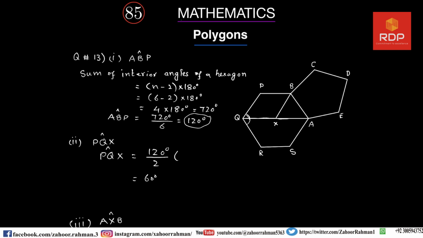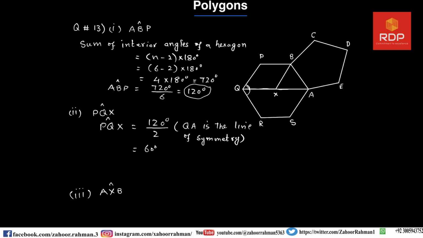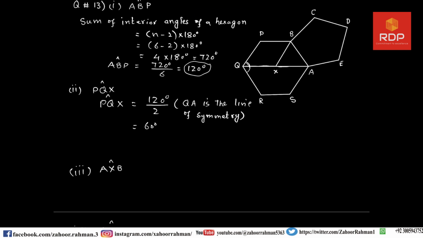Why are we writing this? Because this is the line of symmetry. So QA is the line of symmetry. That is why we divide that by 2. Symmetry means that they are divided into two equal parts. So here the final answer will be equal to 60 degrees.